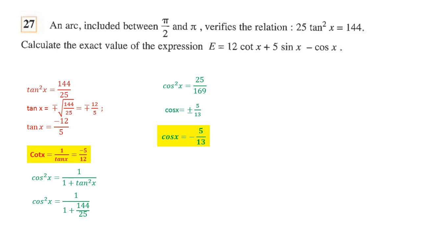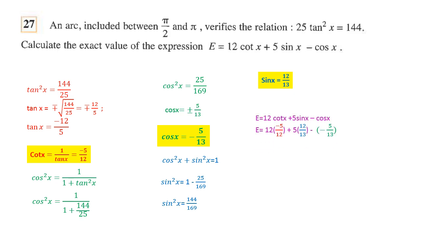Now, how do I calculate the sine? From cosine, we have only one relation, which is cosine squared plus sine squared equals 1. So sine squared equals 1 minus cosine squared. Sine squared equals 144 over 169. We do the radical, but sine should be positive because we are in the second quadrant, so it's 12 over 13. Now I can calculate E. How? By replacing cotangent by its value, the sine by its value, and cosine by its value, and you put all of it on the calculator. It gives you the final answer.